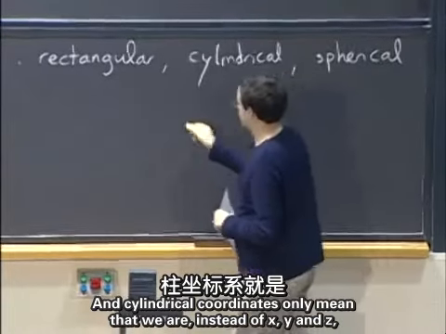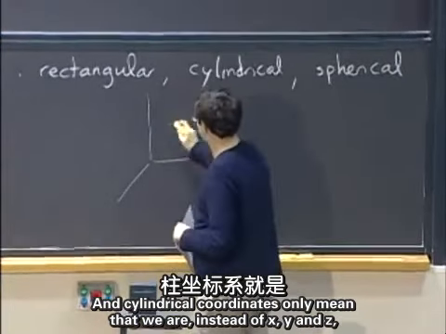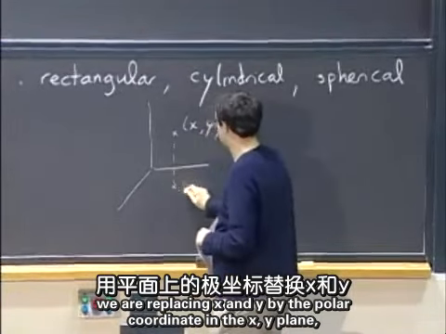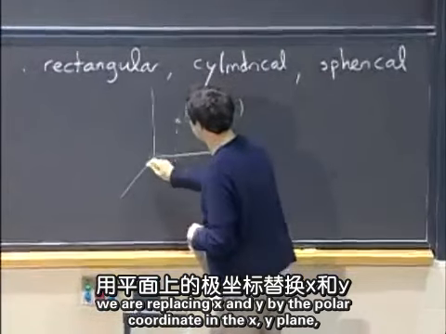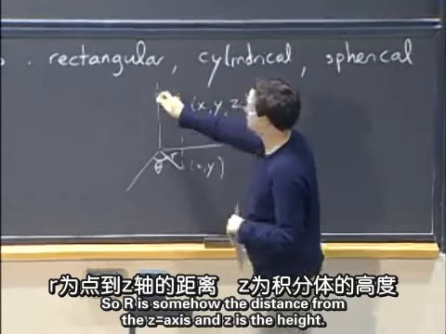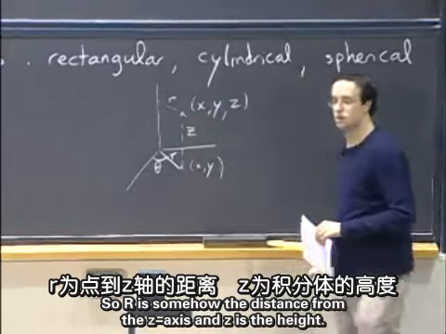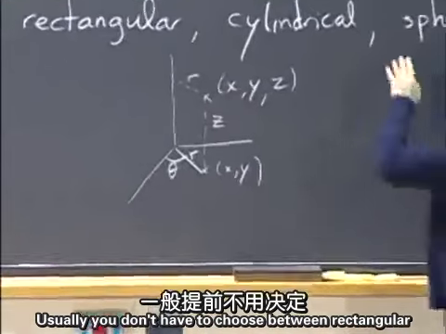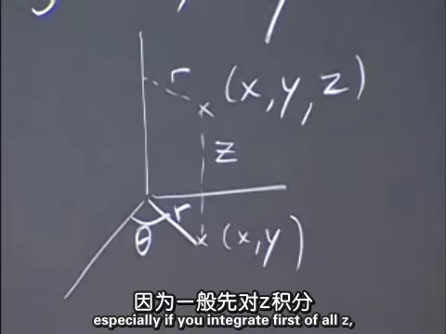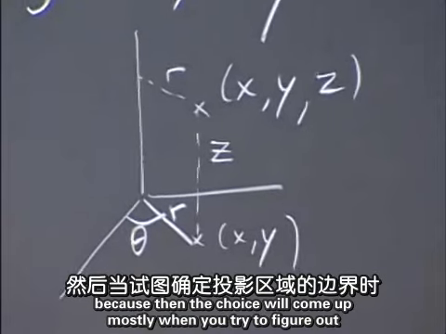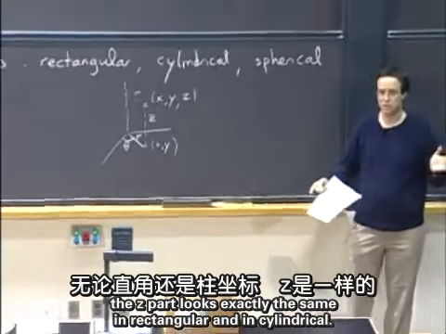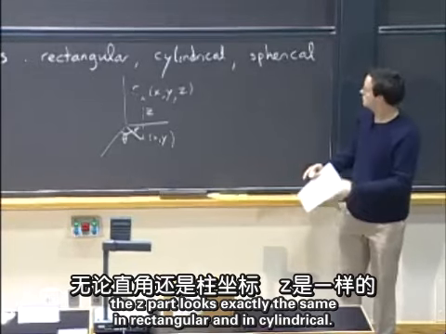Cylindrical coordinates only mean that instead of x, y, and z, we are replacing x and y by the polar coordinates in the xy plane, so the angle theta and the distance r. So r is the distance from the z-axis, and z is the height. Usually you don't have to choose between rectangular and cylindrical until somewhat late in the process, especially if you integrate first over z, because then the choice will come up mostly when you try to figure out the bounds for the shadow of your region. The z part looks exactly the same in rectangular and in cylindrical.